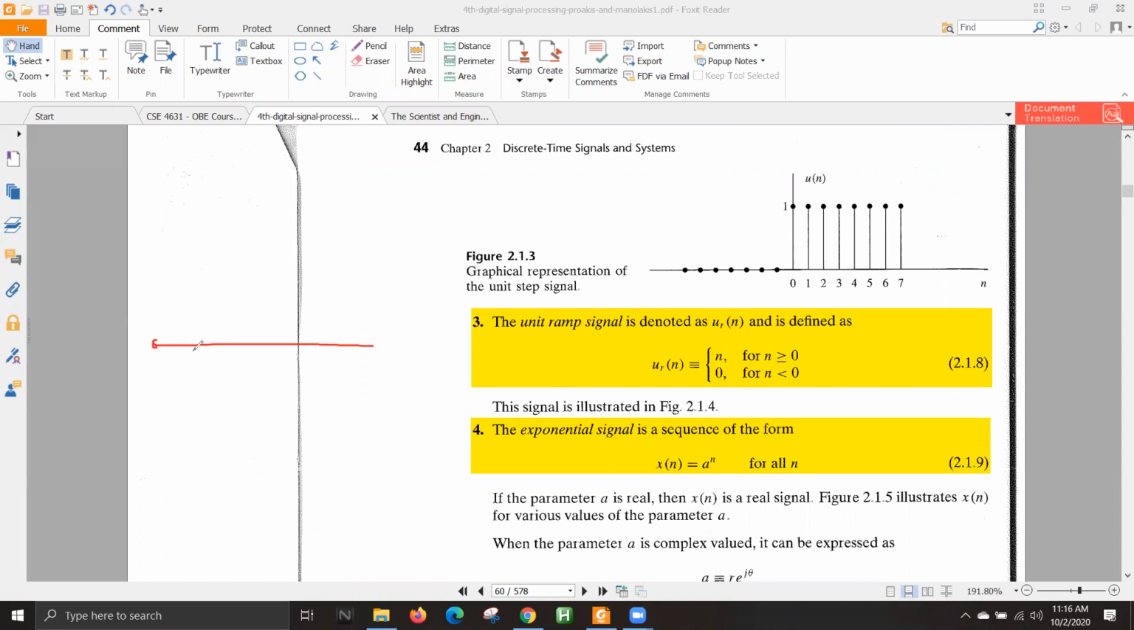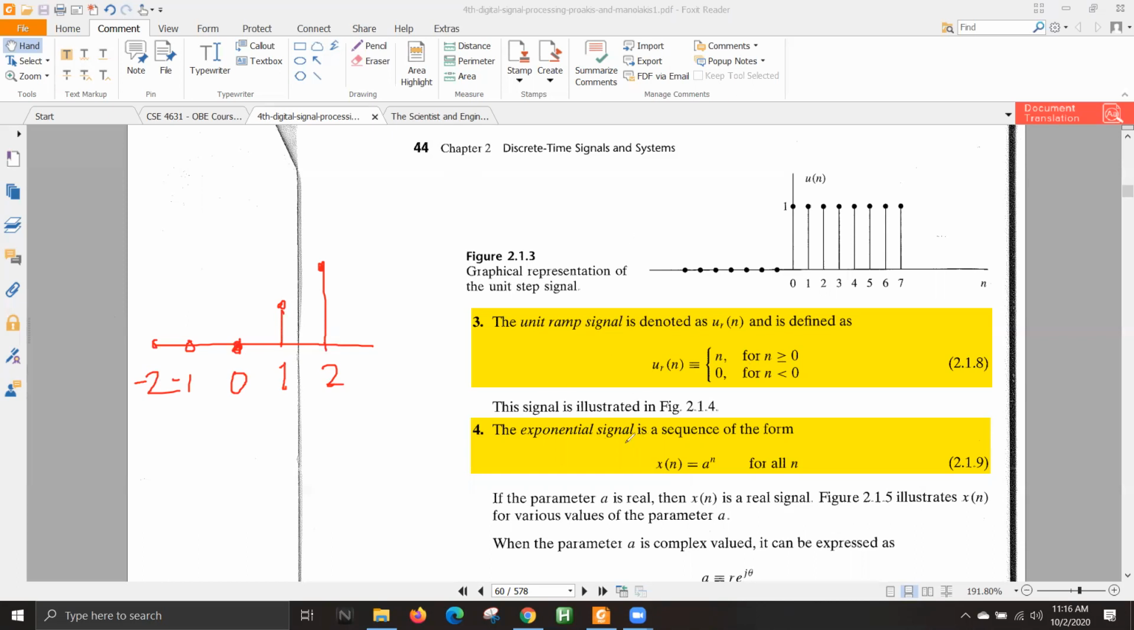So it is all 0, but at a particular point, and if it is normalized, then that point is 0. From 0, it will follow the sample number. That means it will be proportional to the sample number. At 0 it is 0. At 1, it is 1. At 2, it is 2. So in this way, it will keep on increasing. So the ramp signal will keep on increasing up to infinity.